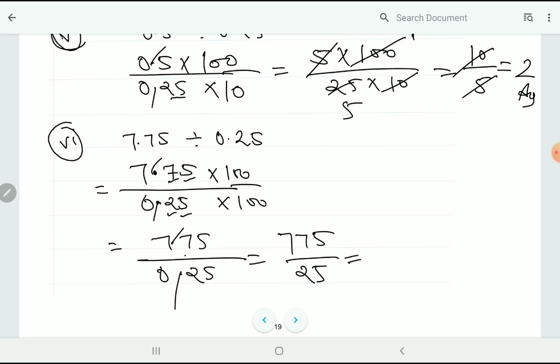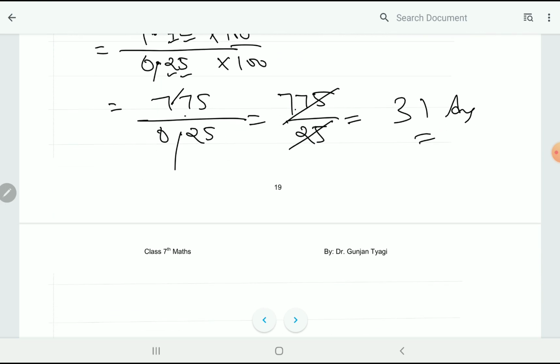So 775 is divisible by 25. 25 3s are 75, 3 is 75, and 1 is 31. 31 is the answer.